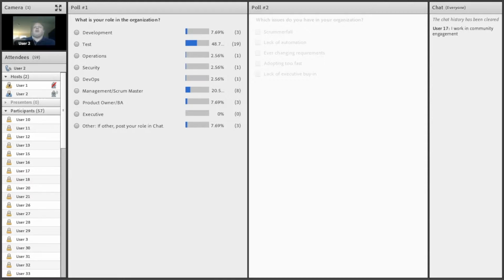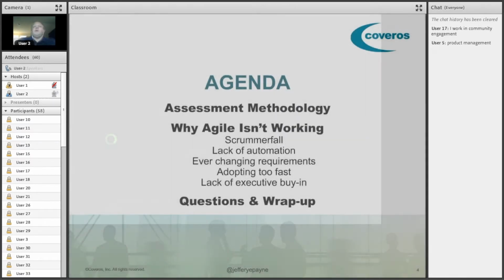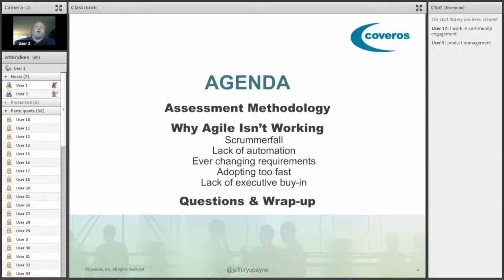Awesome. So a good spectrum of folks across the organization. So here's the agenda for this webinar. I'm going to start off by telling you a little bit about how I collected up the information that I'm going to present today. And then I'm going to talk about 5 things that for me are the most common reasons why Agile doesn't work.